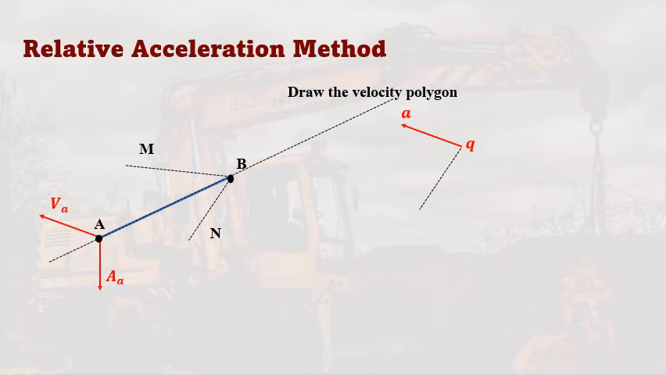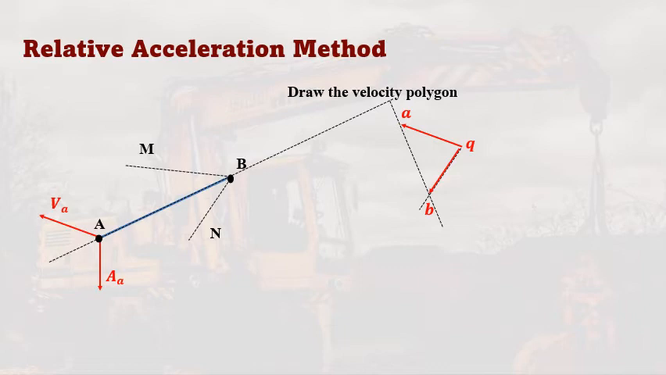And then we draw a perpendicular line from Q perpendicular to AB. And that will touch the terminal of A, because the intersection of the direction and this line is the velocity of B. So you can see here, the velocity of B is now known to us.